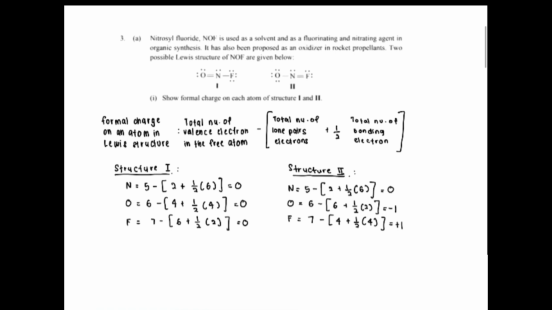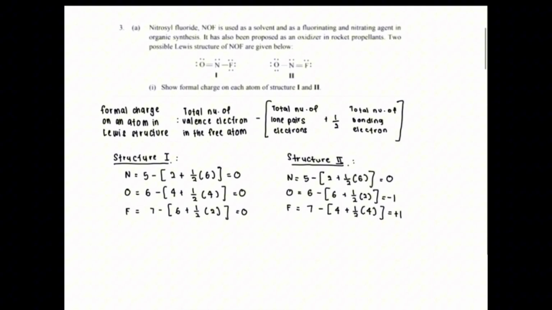This is the set from KMPH 22-23, question number 3A. The question: nitrosyl fluoride, NOF, is used as a solvent and as a fluorinating and nitrating agent in organic synthesis. It has also been proposed as an oxidizer in rocket propellant. Two possible Lewis structures of NOF are given below.